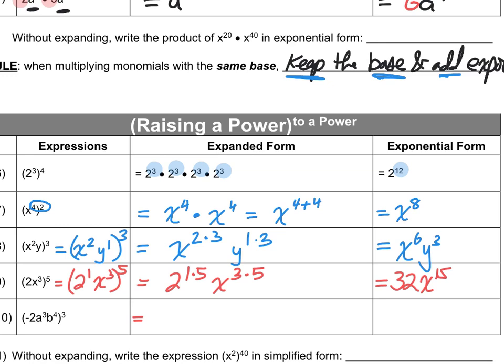All right, but this is the same as saying negative 2 to the 1st power. So that negative 2 in parentheses to the 1st, multiplied by 3 because of the outside power. Then a to the 3 times 3. Then b to the 4 times 3. So then negative 2 to the 3rd power would be what? Negative 8. Then a to the 9th, b to the 12th.